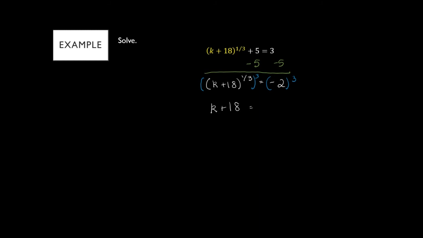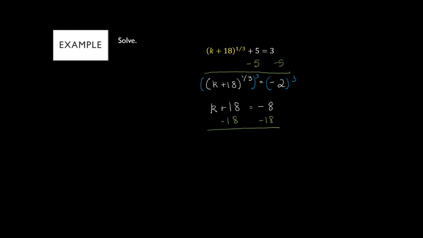So on the left we have k plus 18. Now on the right, -2 to the 3rd power will give me a -8. So if it's an odd exponent, your number is going to stay negative when you do the power. If it's an even exponent, the negatives cancel out. So that gives me a -8. And then this is pretty simple. From here, we just subtract 18 from both sides. Not too bad.